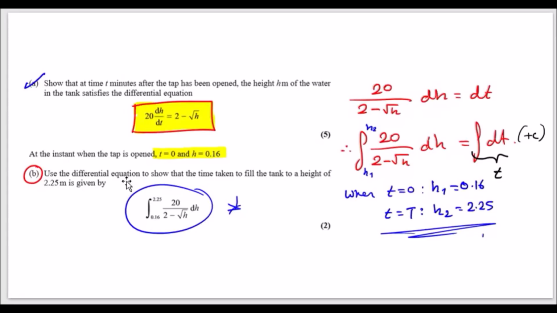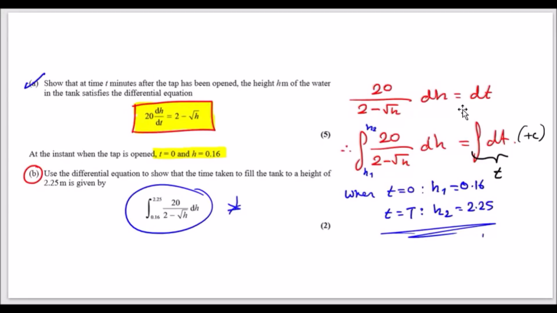So use the differential equation to show that the time taken to fill the tank to a height of 2.25 is given by this. So after a certain time, this will be the final height. Now to solve this, you just have to solve this derivative. All I do in this one, my tip, is to firstly collect all the h terms together. So I treat this as one term, 2 minus root h. I divide all this to the left, so it becomes like this. And then I times dt to the right, so dt moves to the right. And now we have it.